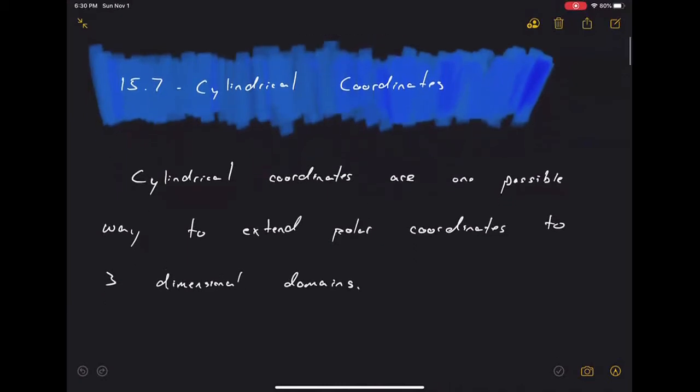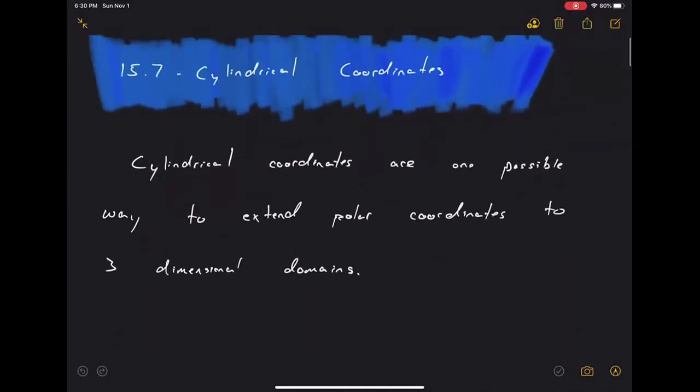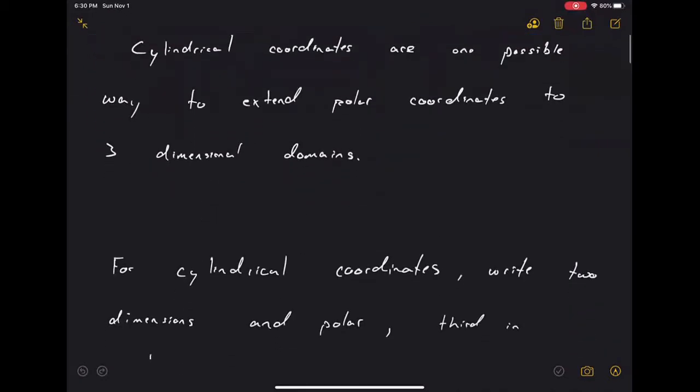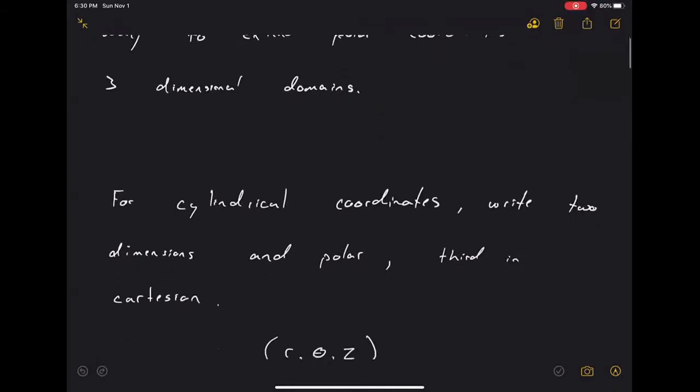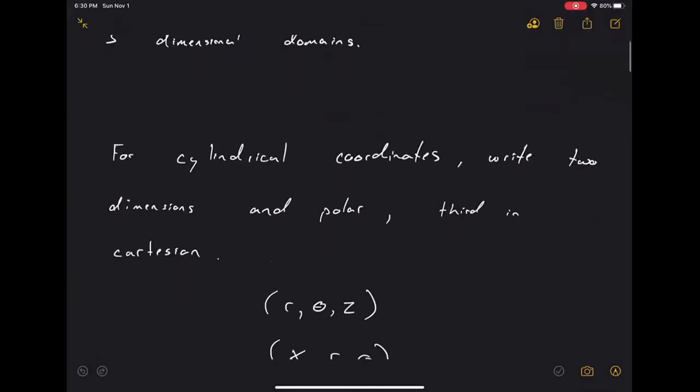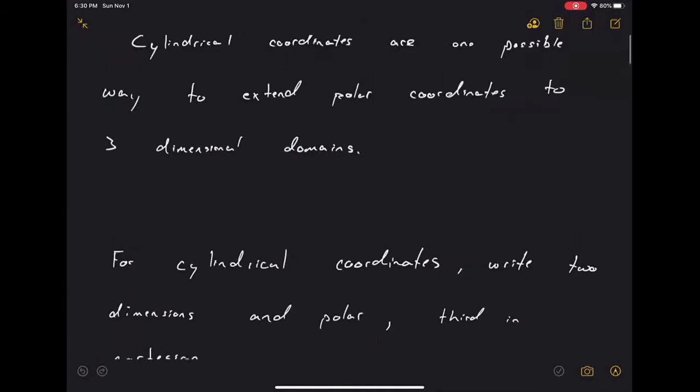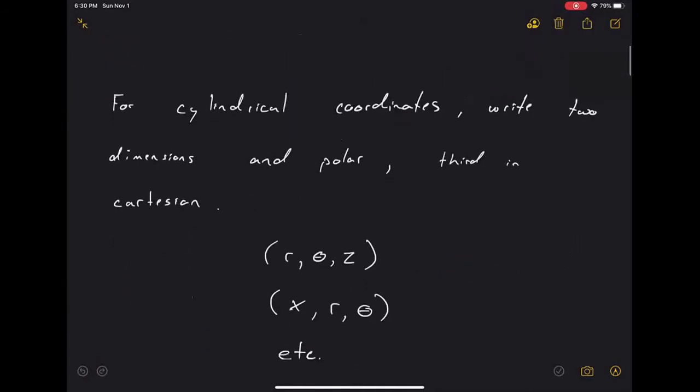Okay, so cylindrical coordinates are one of the ways. There's 2, and we're going to talk about the other one in the next section. But there's 2 ways to bring this idea of polar coordinates to higher dimensions, basically 3 dimensions. So let's talk about what cylindrical coordinates are. Forget about integration for just a second. Let's just talk about what the actual coordinates are.